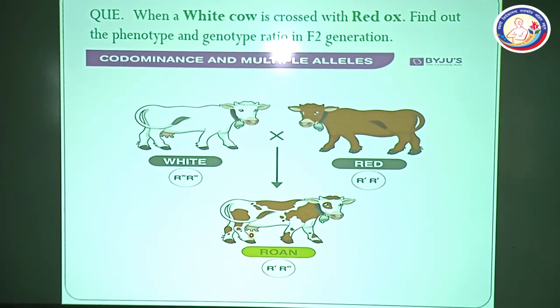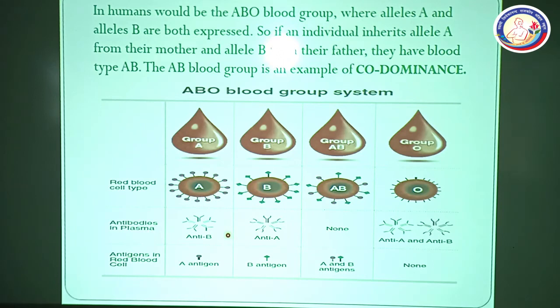Roan means it has both colors: white color, red color, white color, red color. In our language this is called chitkabri. Get it? In humans, an example would be the ABO blood group, where allele A and allele B are both expressed. So if an individual inherited allele A from their mother and allele B from their father, they have blood type AB, and the AB blood group is an example of codominance.